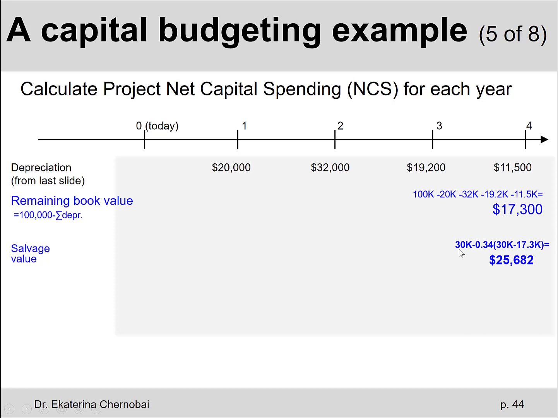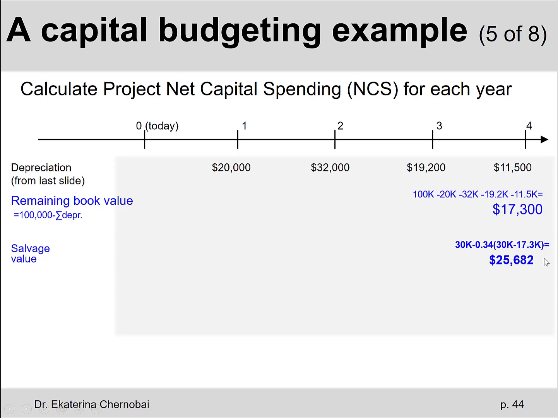Mathematically, they give the same answer. So I use the formula which says selling price, $30,000, minus tax rate, 34%, multiplied by $30,000, the selling price again, less the remaining book value, $17,300. When you do the math, you get the after-tax salvage value equal to $25,682. So this is how much we receive, a cash inflow, at the end of the fourth year, on top of the profit from selling pizzas that we did, as the operating cash flow on the previous slide.